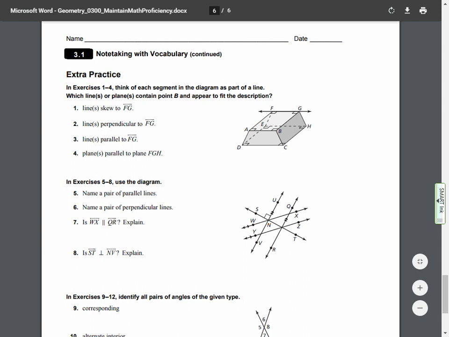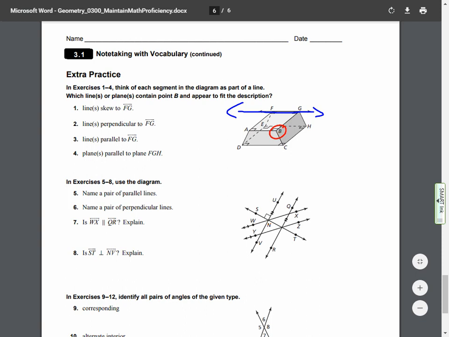In exercises 1 through 4, think of each segment in the diagram as part of a line. I like that, because each segment is a line. Okay, so those lines are going on forever and ever, like FG. Which lines or planes contain point B and appear to fit the description? Okay, so I'm going to circle point B. Point B is right there. That's important to know. Lines skew to FG. So FG is that given line there. Right, FG, they already give us this line. Now I need a line that is skew to that line, that contains point B.